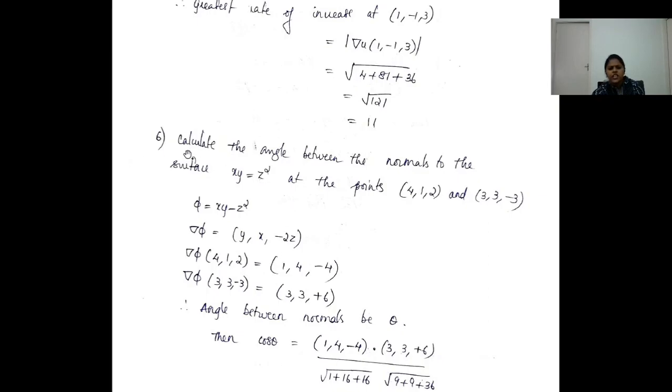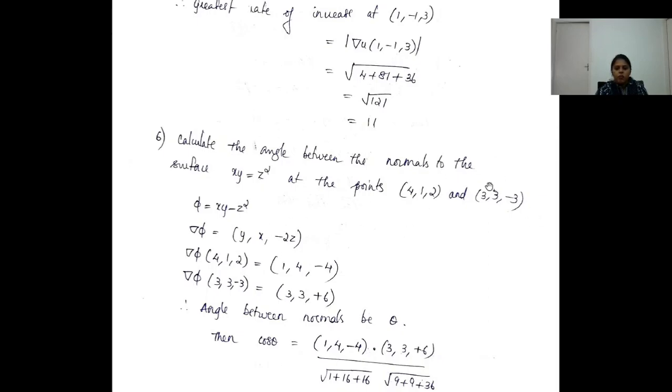So you always take in this form. When a function is given, express it in the form phi of xyz equal to c. So here phi will be, we can write it as xy minus z square equal to 0. So phi of xyz is xy minus z square. So evaluating the gradient, del phi is y, x and minus 2z. Now the normal vector at 4, 1, 2 is del phi evaluated at 4, 1, 2, which is 1, 4, minus 4. That's the normal at the point 4, 1, 2.